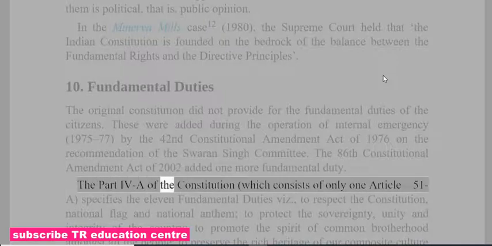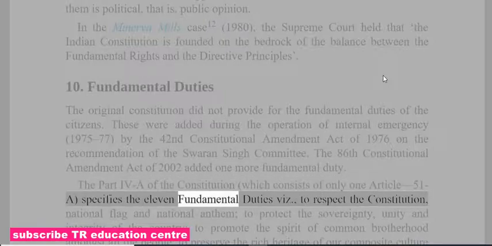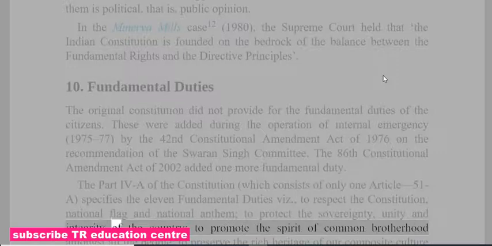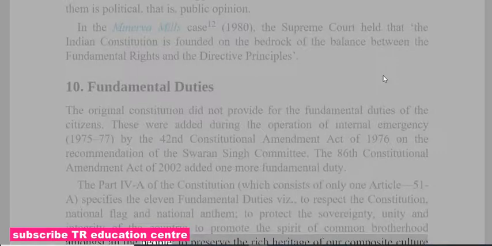Part 4A of the Constitution, which consists of only one article, 51A, specifies the 11 fundamental duties, viz. to respect the Constitution, national flag and national anthem, to protect the sovereignty, unity and integrity of the country, to promote the spirit of common brotherhood amongst all the people, to preserve the rich heritage of our composite culture.